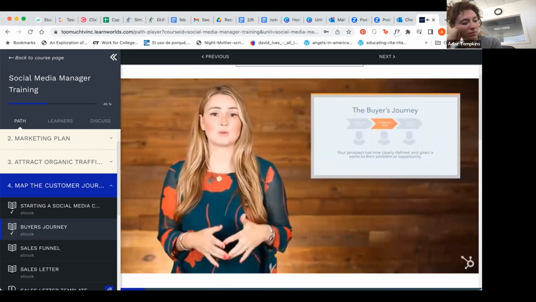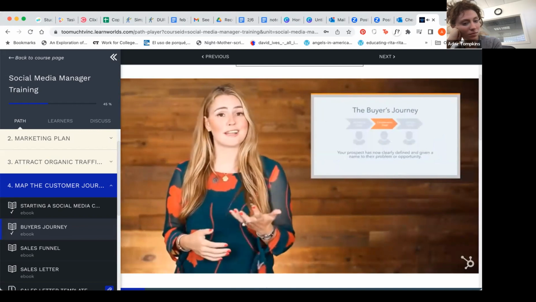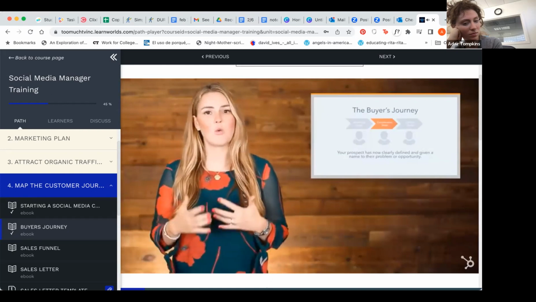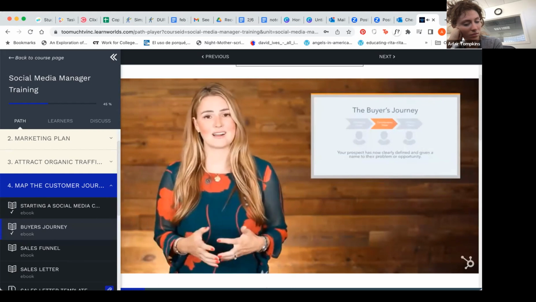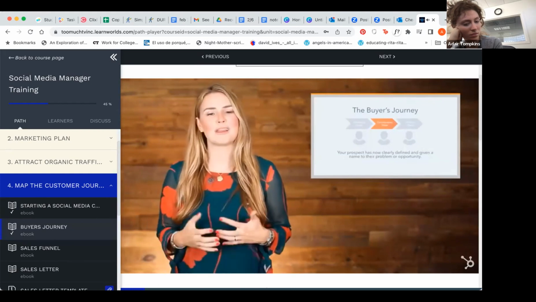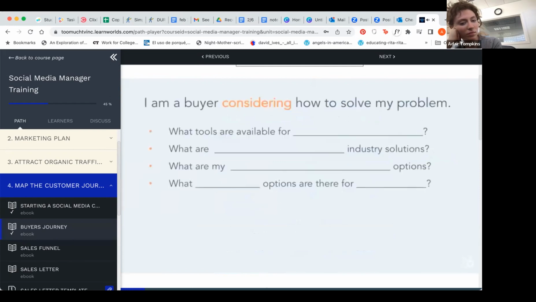Blogs are a great way to attract attention to your website, but they lack the personal engagement side of marketing and sales that helps businesses qualify prospects and nurture relationships. This kind of engagement is necessary, especially for people at this point of the buyer's journey. Your prospect uses solution terms in the consideration stage, like provider, service, supplier, tool, device, software, appliance, or a solution. For consideration stage, your buyer would say, I am a buyer considering how to solve my problem.